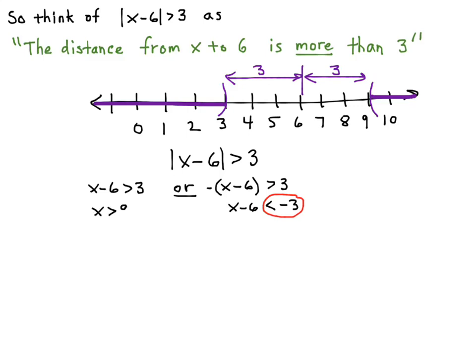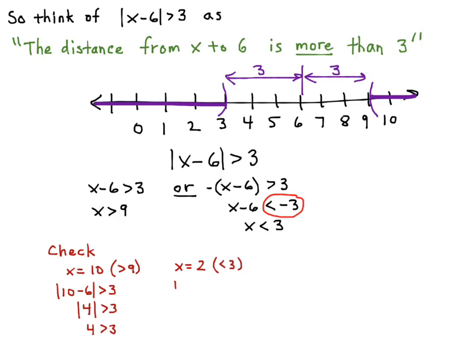Okay? All right, so we'll just solve these, and we get x is less than 3, and we check it. And here, when I'm checking it, it's hard to check an inequality. What I'm going to do is, my solution says x is greater than 9. All right, so I'm going to choose x equals 10 because 10 is greater than 9. So this should be true if 10 works. Okay, so if I put 10 minus 6, I get 4. 4 is greater than 3, so this is true.